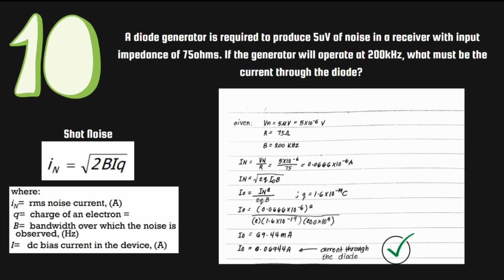Applying that into the equation, first let us get the I sub n, which is the Schottky noise, the noise current rather. That will be I sub n is equal to V sub n over R. The V sub n, or the noise voltage, is equal to 5 times 10 raised to negative 6, and the resistance or input impedance is equal to 75. Dividing that, we get 0.0666 times 10 raised to negative 6 amperes.